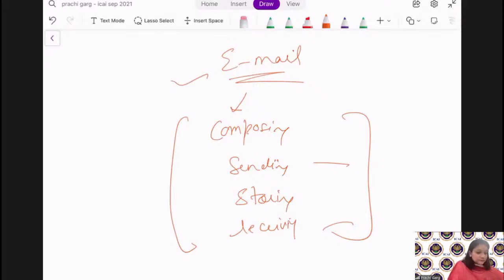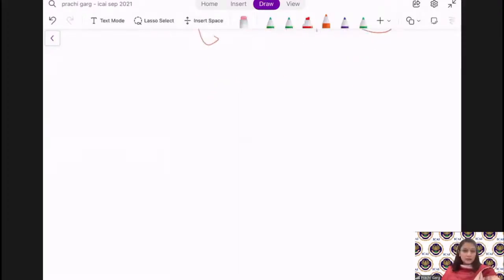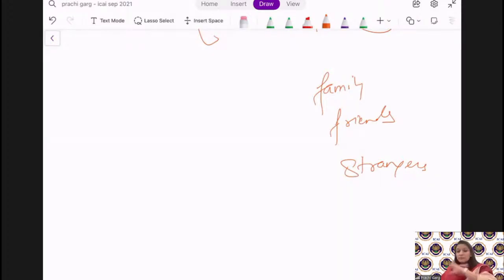Now, email writing can be used for any person, anybody, right? It can be used for family, it can be used for friends, it can be used for strangers also. I think it's a very good way to approach people whom you don't know personally at all. You can just write them an email if you want to approach somebody for a job or you want to take somebody's favor. So I think this is the best way of reaching out to people, right?